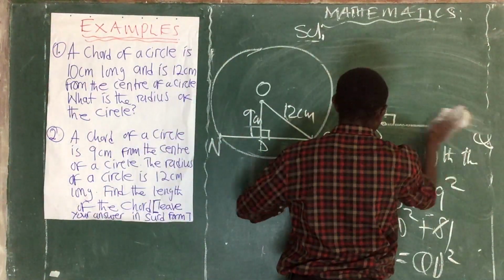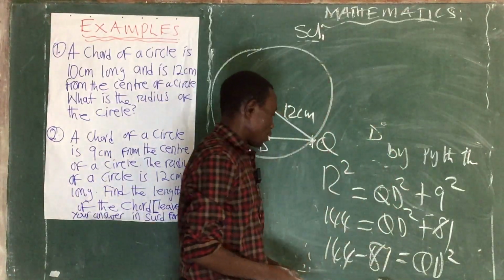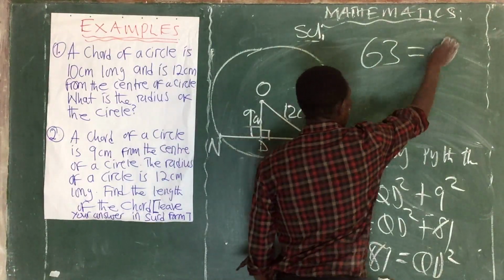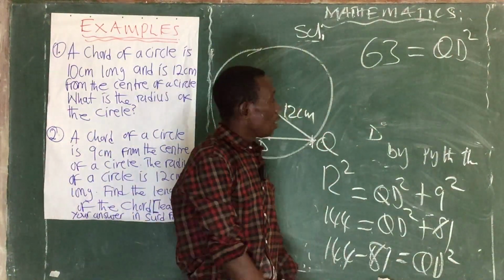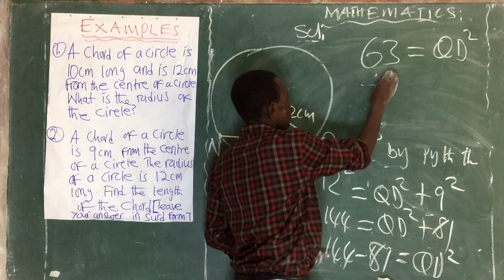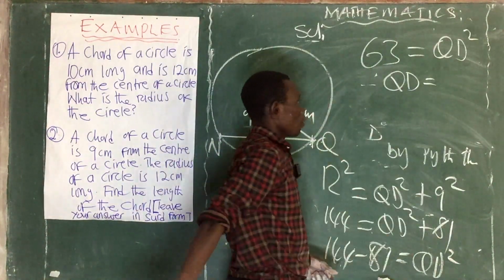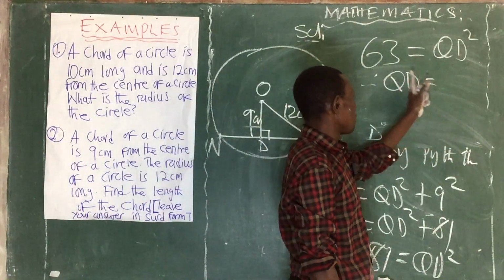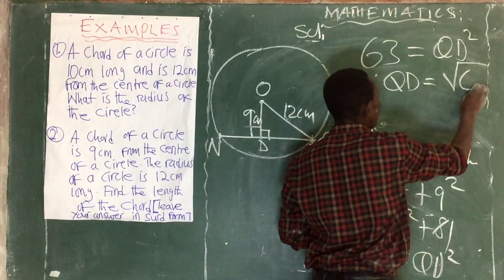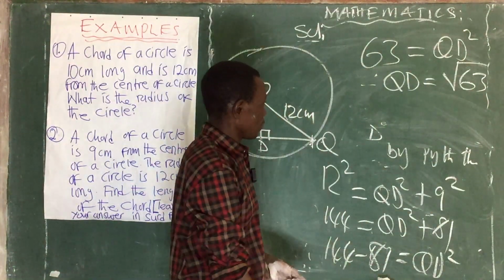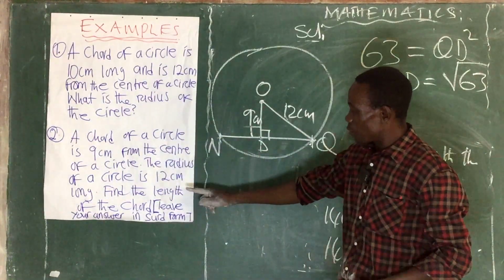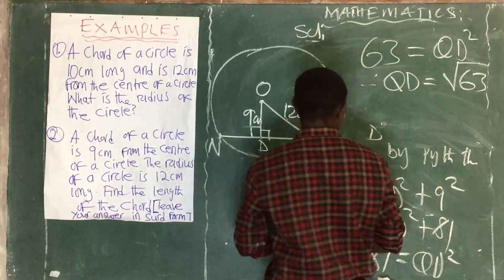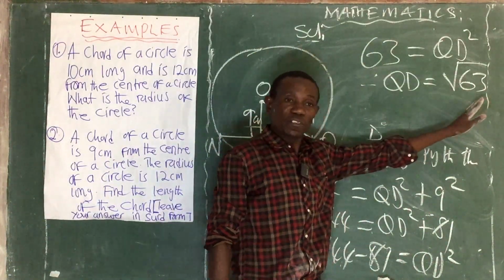From there, where do we go? Just simple. This minus this gives us what? 63. And this is the value of QD squared. Now, to find the value of QD, you have to take the square root on both sides. The square root of QD squared is QD, and the square root of that one comes in as root 63. But by the demands of the question, they said to answer in surd form, which means you don't have to take the square root directly by producing decimal numbers.